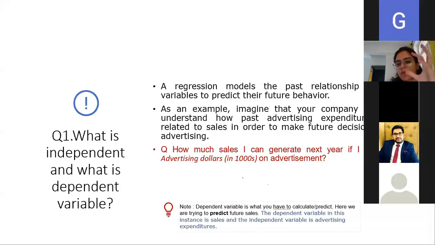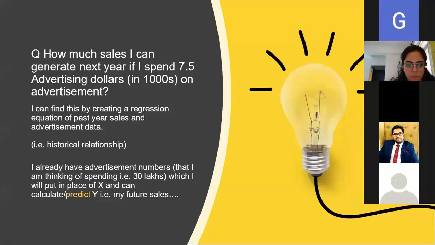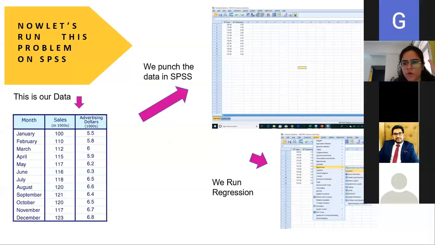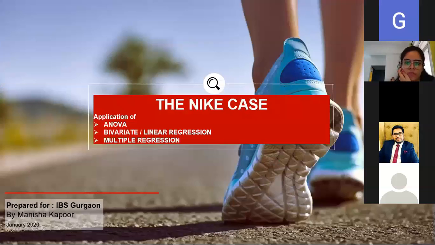As an example, imagine that your company wants to understand how past advertising expenditures have related to sales in order to make future decisions about advertising. So how much sales can I generate next year if I spend 7.5 advertising dollars on advertisement this year? These types of questions you can answer using regression. So there's a way of doing this. In SPSS you will punch the data, go to analyze, go to regression, and there are certain outputs that will come.